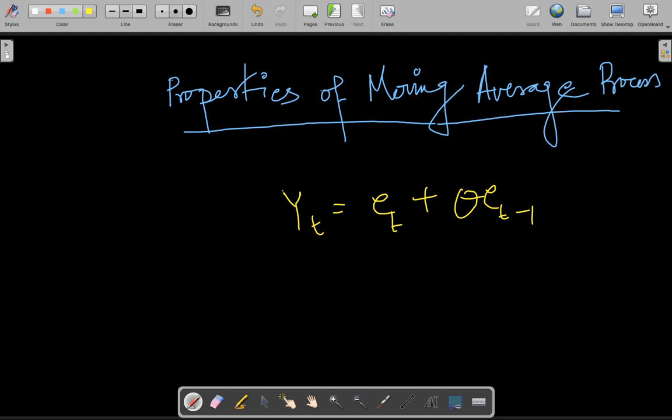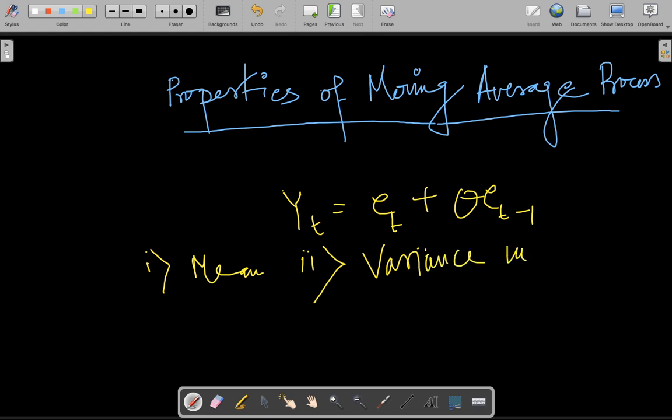When I actually try to get the properties, we see basically three different properties to check the stationarity. One is mean, another is variance, and the third is covariance. We see these three properties of the different processes that we try to create a model on. So let us see what the mean, variance and covariance are going to look like for an MA(1) process.